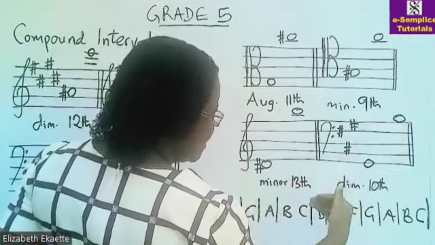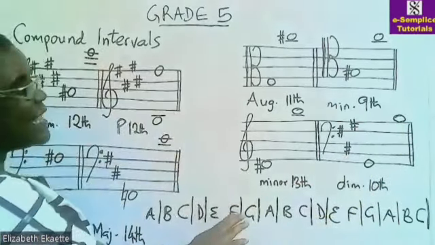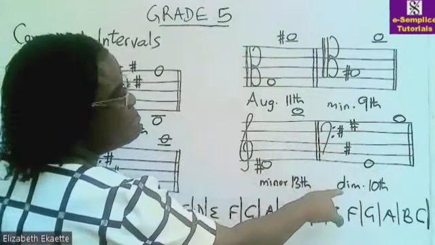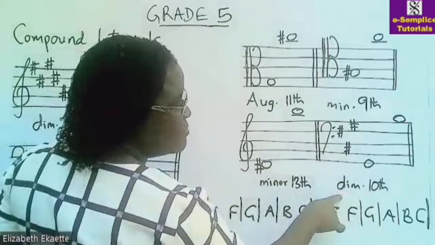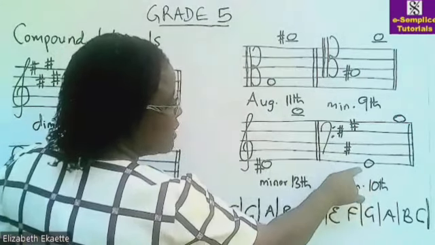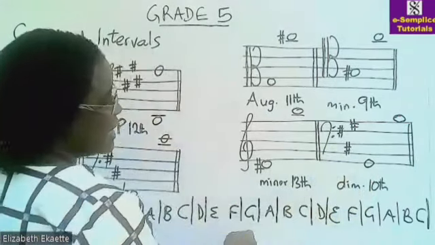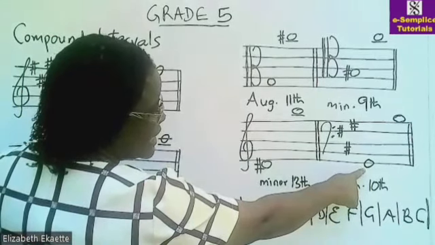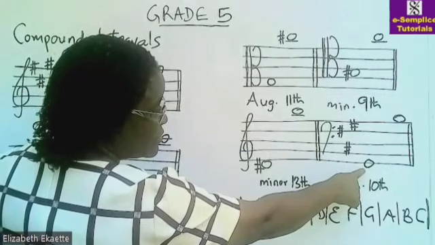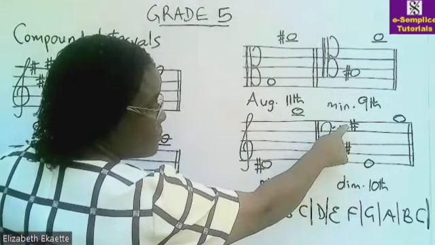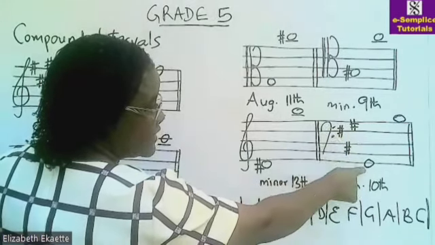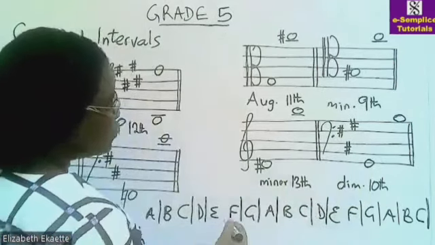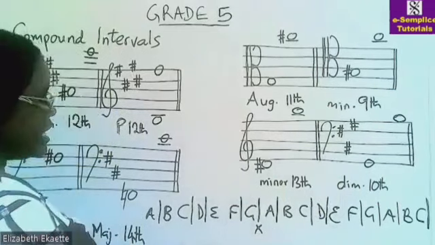So let's now go to the keyboard to establish the quality, where that note is, that makes this interval a diminished 10th. Now go to your keyboard and mark your lower note. The lower note we have here is G sharp, because there is a sharp on G in the key signature. If you read it as G, it is wrong. It is G sharp. So mark G sharp on your keyboard.